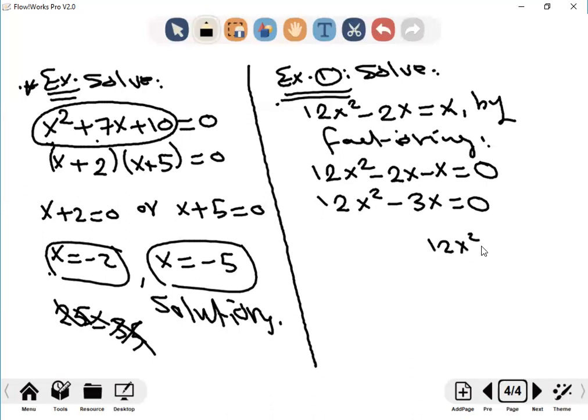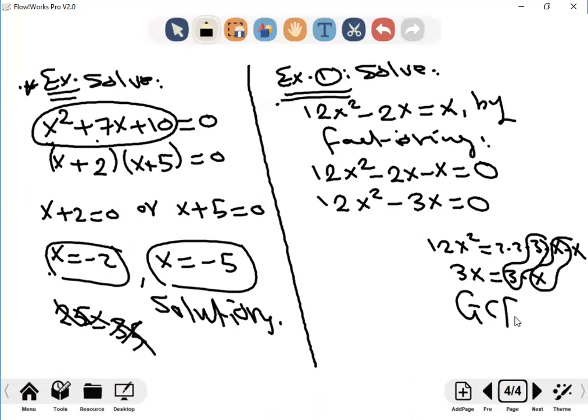12x power 2 is 2 by 2 by 3 by x, right? And 3x is 3 by x, because the 3 you cannot factorize it. Now select the common. What are the common? The 3 and the x, right? So the GCF equals 3x.